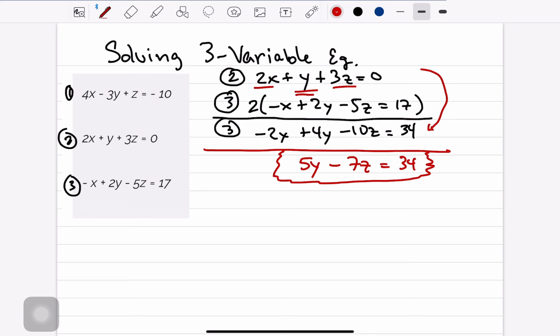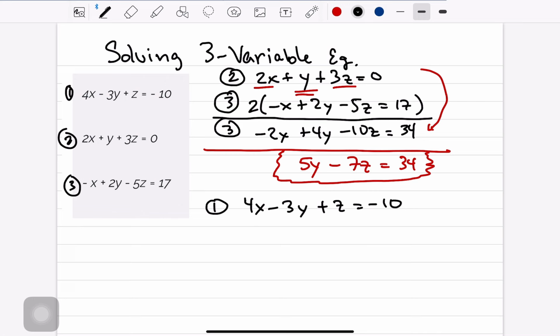So this is my new equation that I'm going to have to add with another new equation I'm about to come up with. So what I'm going to do now is, you see, I've only touched equations 2 and 3. I need to touch equation 1. So I'm going to start off by writing that because I don't want to miss out on the one that I haven't touched yet. So 4x minus 3y plus z equals negative 10.